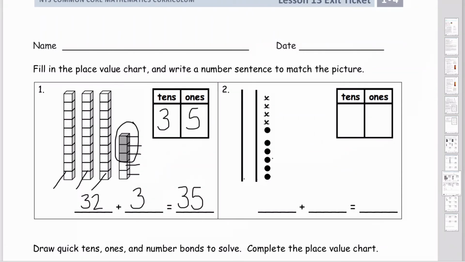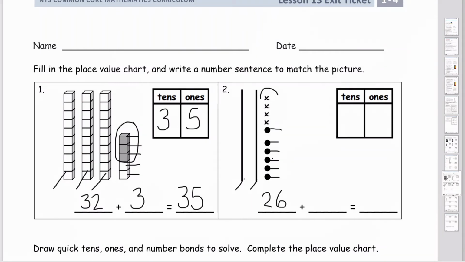Number 2 has quick tens for a drawing. So instead of those blocks, they have put one skinny stick down, and that represents a group of 10, and the little dots are ones. Let's count. 10, 20, 21, 22, 23, 24, 25, 26. So the first number in my equation is 26.